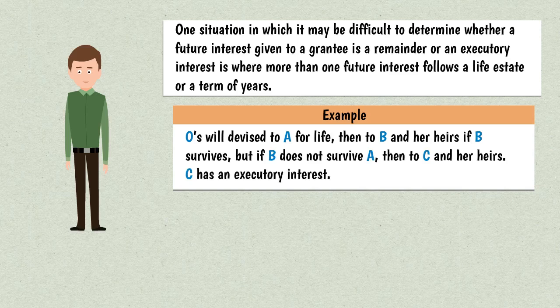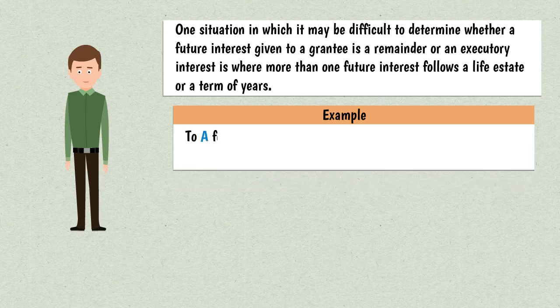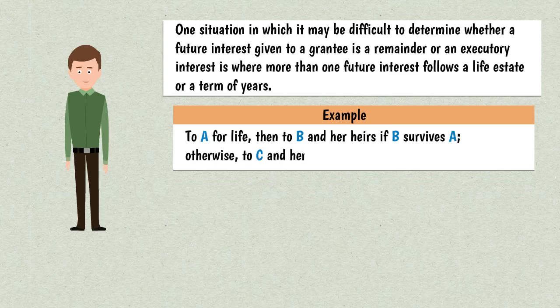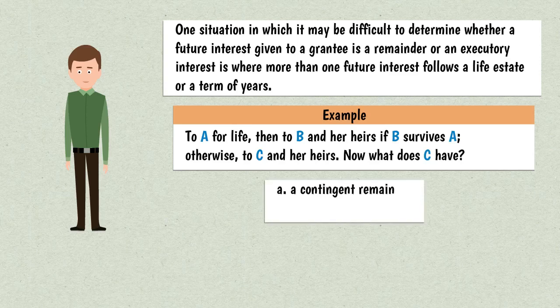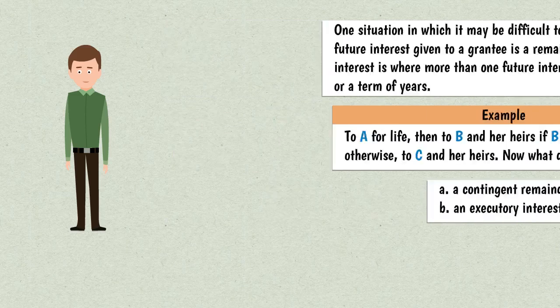But now change the language just slightly so that it reads, "to A for life, then to B and her heirs if B survives A. Otherwise, to C and her heirs." Now what does C have? A contingent remainder or an executory interest? As you probably guessed, the answer is a contingent remainder.